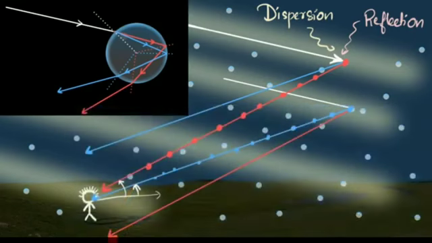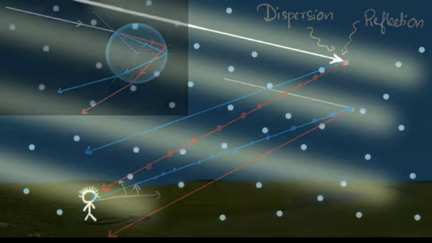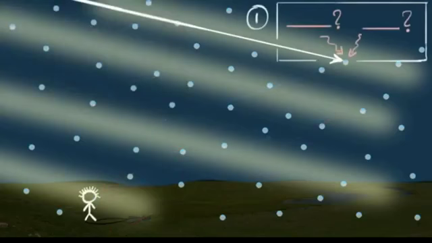So let's summarize what we just learned. Let's recall some important things from the video. Can you first of all recall what are the two important phenomena that have to happen to our light in order for us to see rainbows?